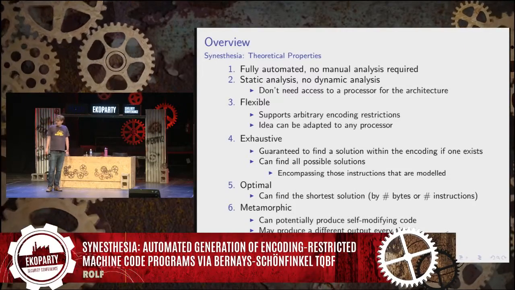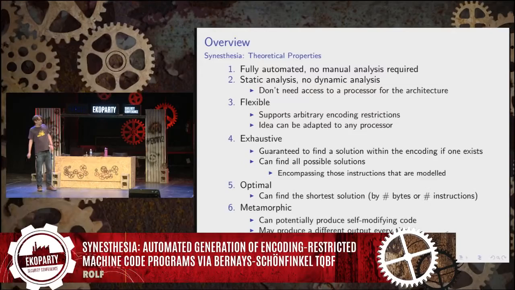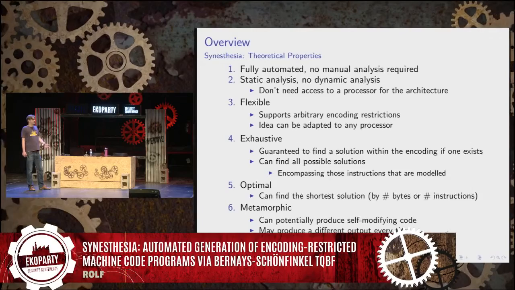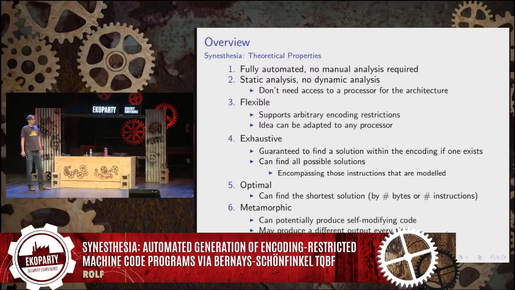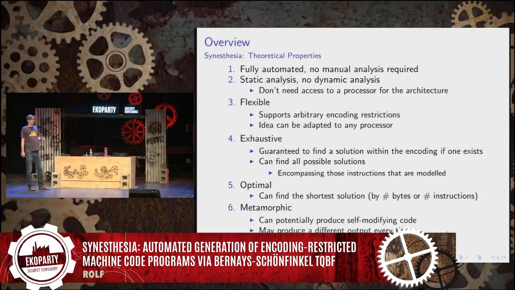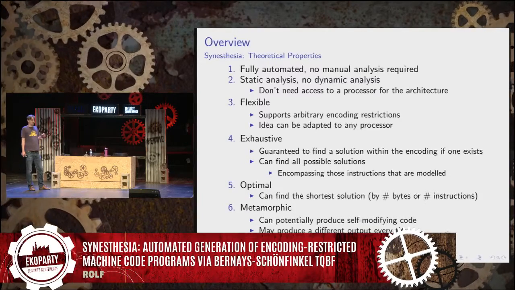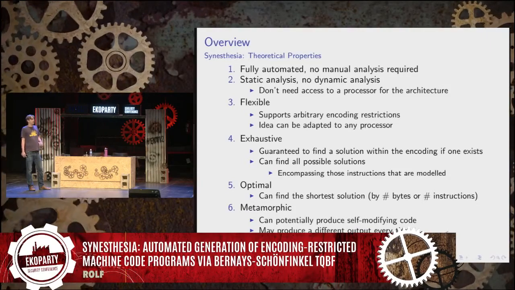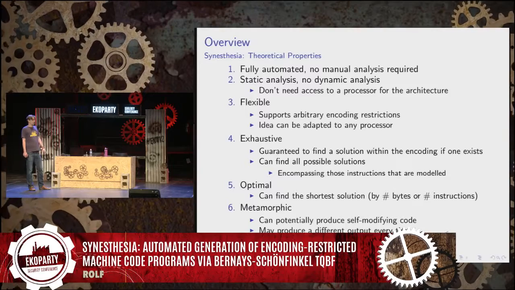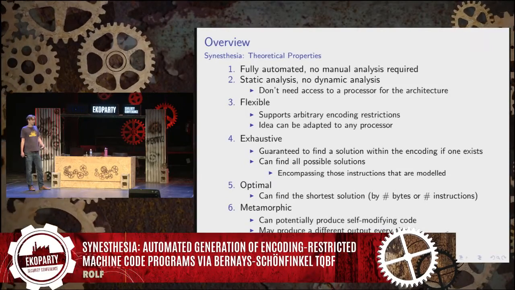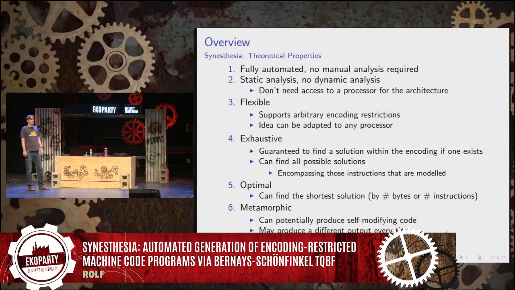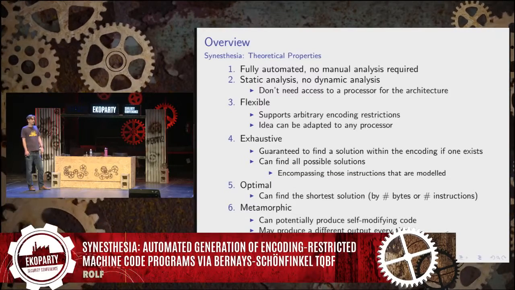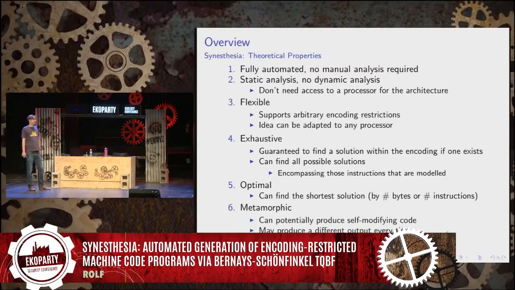My solution has a number of nice theoretical properties, some of which are being elided by the graphic on the bottom of the screen here. So Synesthesia is fully automated. As I mentioned, with the existing encoder-based solution, somebody had to manually analyze the instruction set and figure out how to make things work within a given encoding. On the other hand, my tool doesn't require any sort of manual analysis whatsoever. It handles arbitrary encodings automatically. It's all based on static analysis, so you don't need to actually run any instructions on the processor. So you don't actually need access to a processor of the given variety.